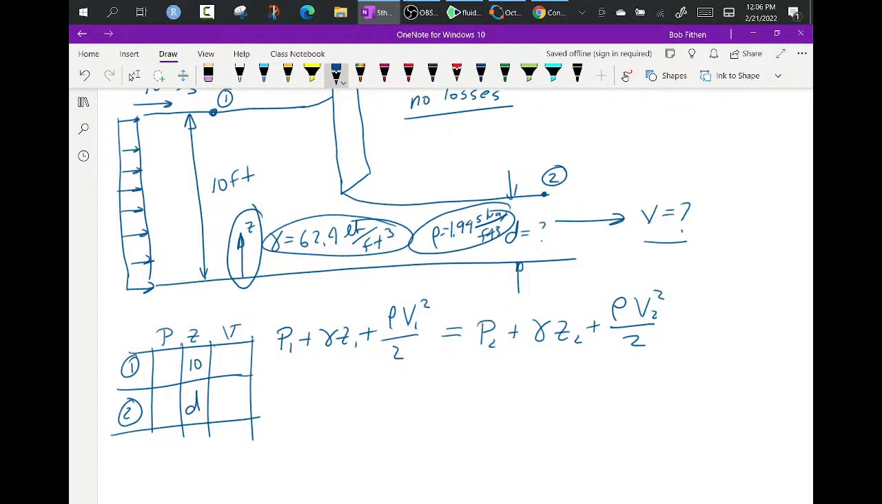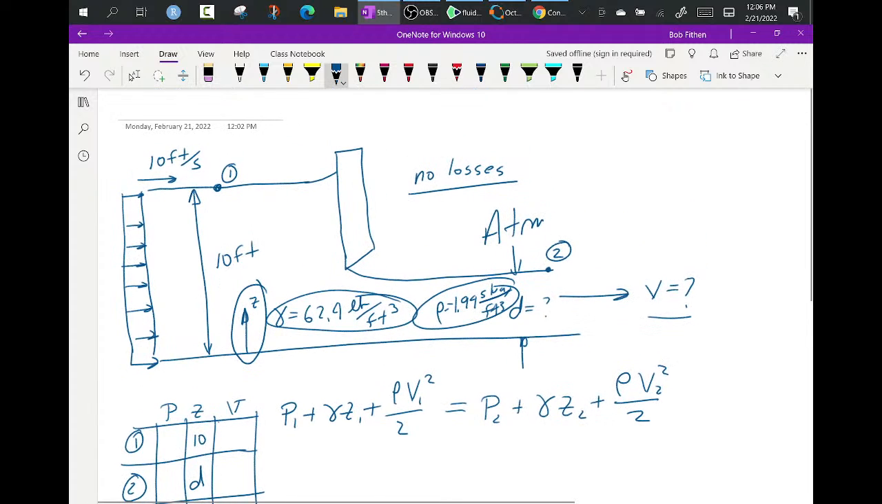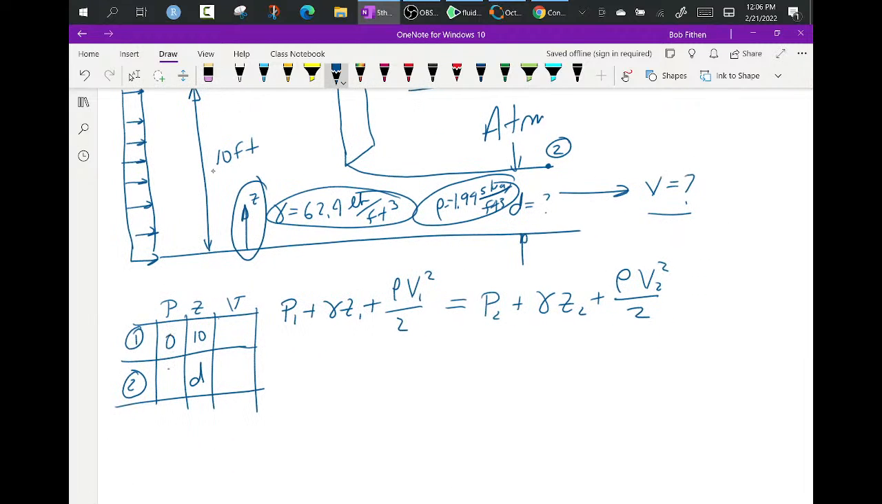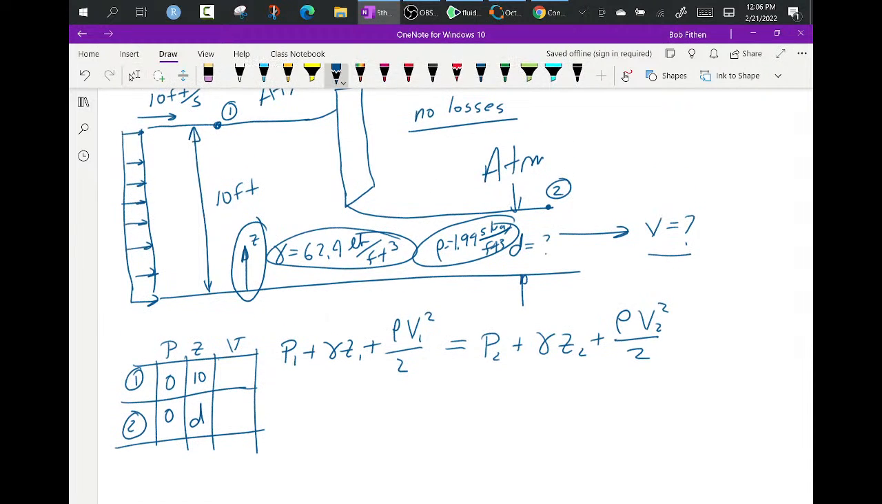Pressure. Actually, this is atmosphere here, and this is atmosphere here. So we're going to take the gauge pressure, and guess what? Now, the velocity here is 10 feet per second. The velocity out here is unknown, so I'm just going to call it V2, and I need to put a subscript over here. The depth, I'll just keep that with a D.